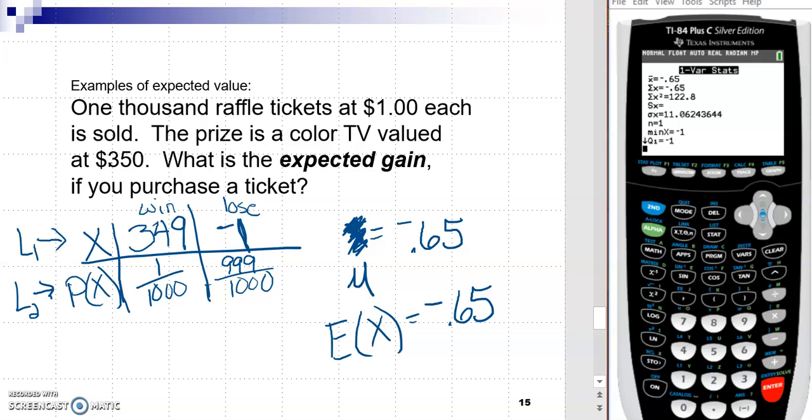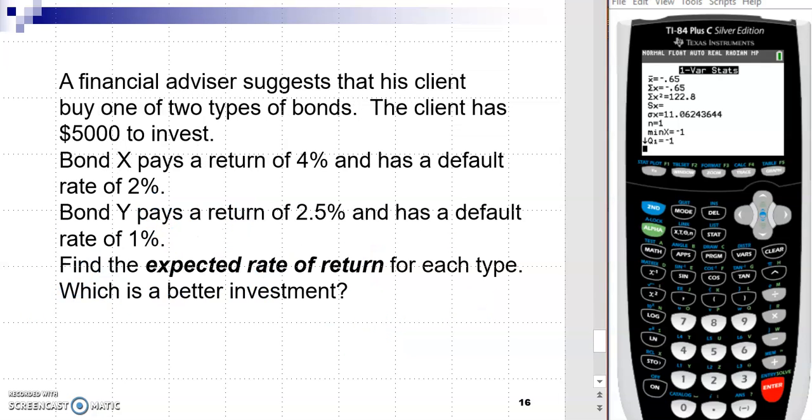Okay, moving on to our next one. This one, we have a financial advisor that suggests that his client buy one of two types of bonds, and the client has $5,000 to invest.